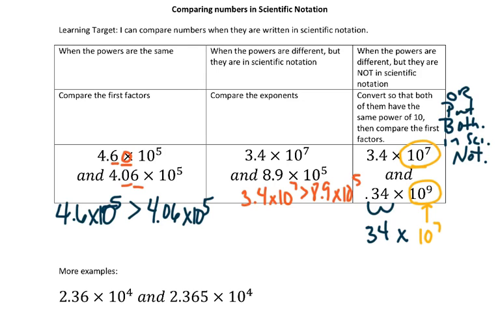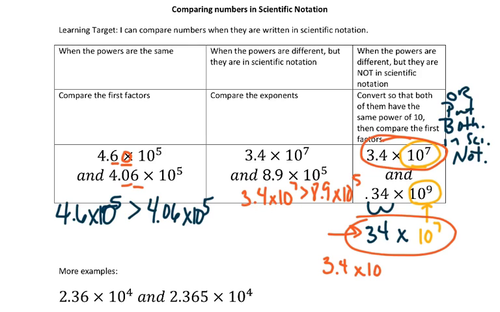So if we have 34 times 10 to the 7th, compared to 3.4 times 10 to the 7th, we can see that 34 is bigger. So when we compare, we would say that 3.4 times 10 to the 7th is less than 0.34 times 10 to the 9th. Let's do another way to do that. We could also put both of them in scientific notation.